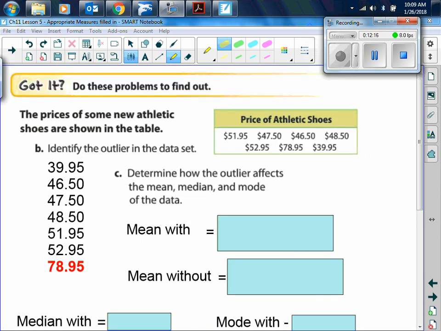So for this example, it says the prices of some new athletic shoes are shown in the table. So here, once again, I like to put my data in order from least to greatest so I can observe the data easier. So first thing we want to do is identify if there's an outlier. So here, of course, there is an outlier at $78.95. Okay? Second thing we need to do is determine how the outlier affects the mean, median, and mode of the data with the outlier and without the outlier.